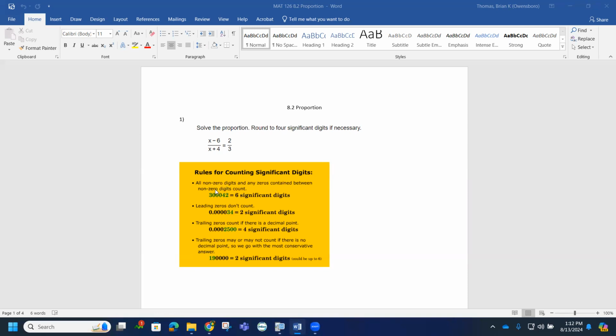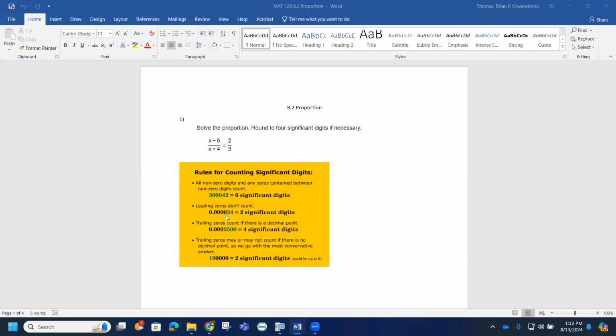So one of the rules is if you're dealing with whole numbers, you ignore anything that's on the front end or on the back end. But if there are zeros in the middle, you would count them. So all non-zeros and any zeros contained between the non-zero digits, we count. If we're dealing with whole numbers, in this example here, all the digits are considered significant.